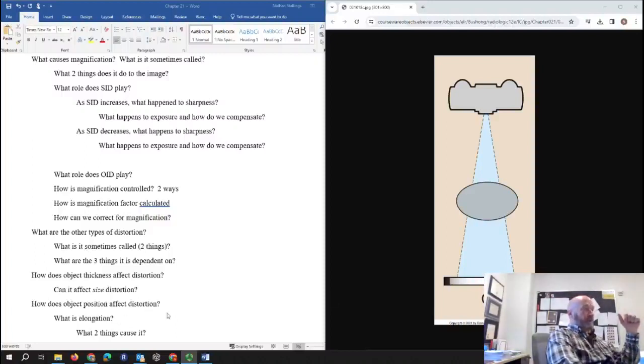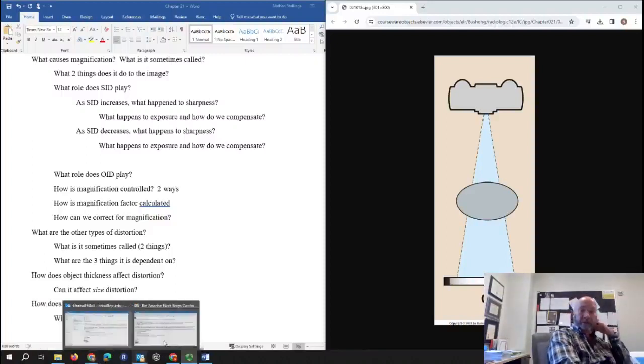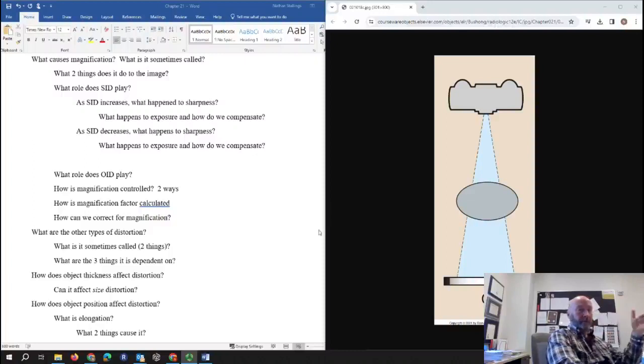How does object position affect distortion? Again, it depends on the context, but when you're talking about object position, you're talking about the object or the specific anatomy being at an angle to the image receptor. That's going to cause foreshortening. Generally speaking, you get elongation with an increase in angulation of the central ray or an angulation of the image receptor. And you get foreshortening with angulation of the anatomy.